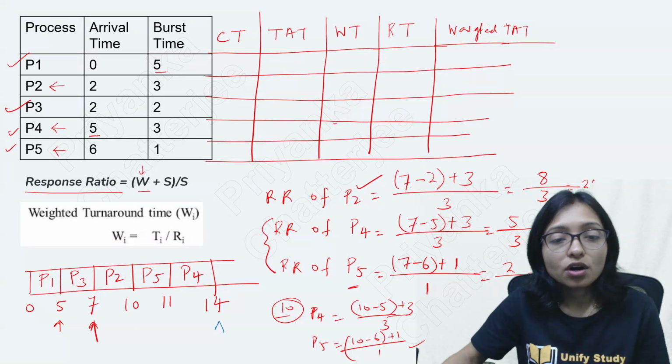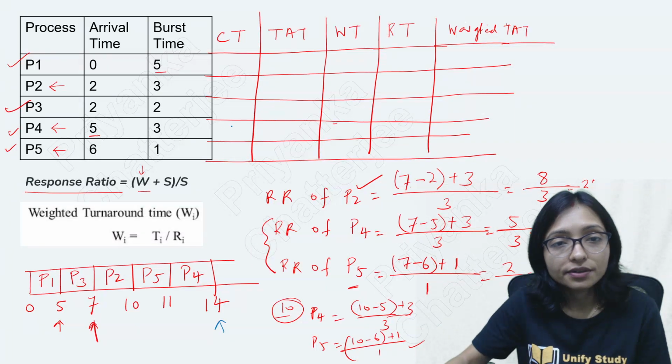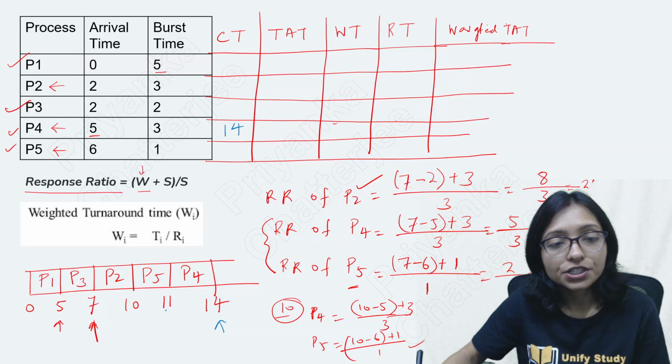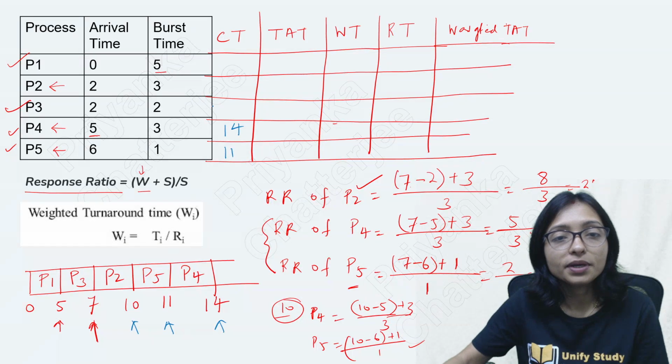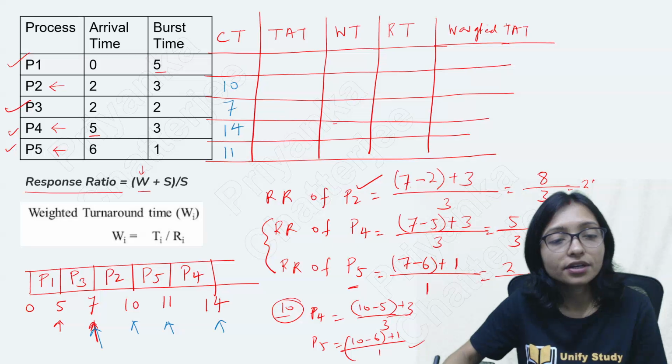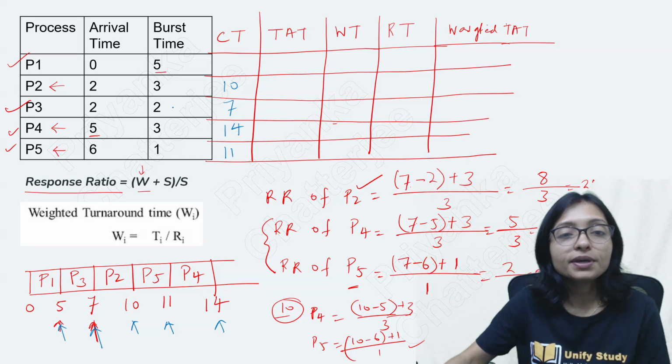Completion time of P4 is 14. Completion time of P5 is 11. Completion time of P2 is 10. Completion time of P3 is 7. Completion time of P1 is 5.